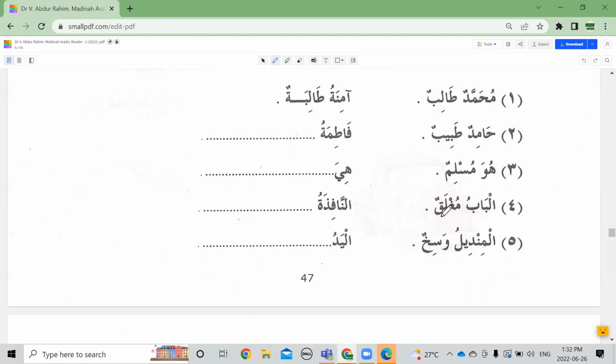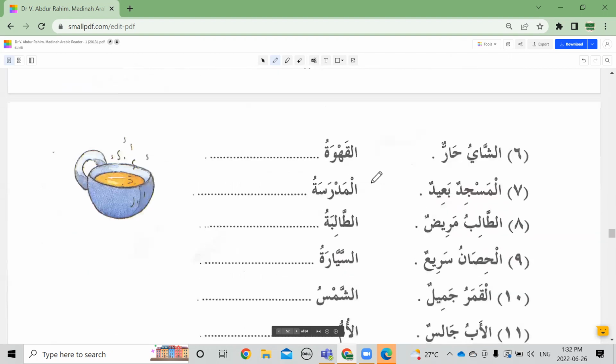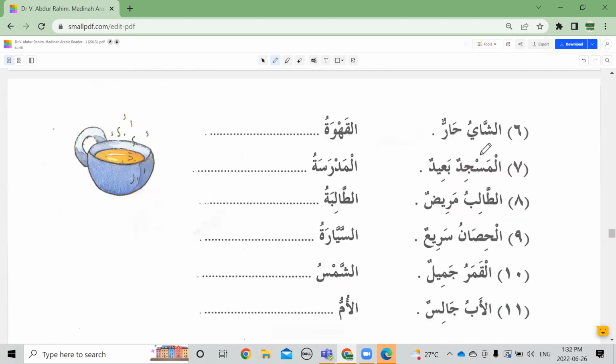So here, even the adjectives that we have will also change. The adjective needs to match the noun. Feminine noun means feminine adjective also. Ash-shay harrun. Al-qahwatu harratun. Al-masjidun ba'idun. Al-madrasatu ba'idatun.